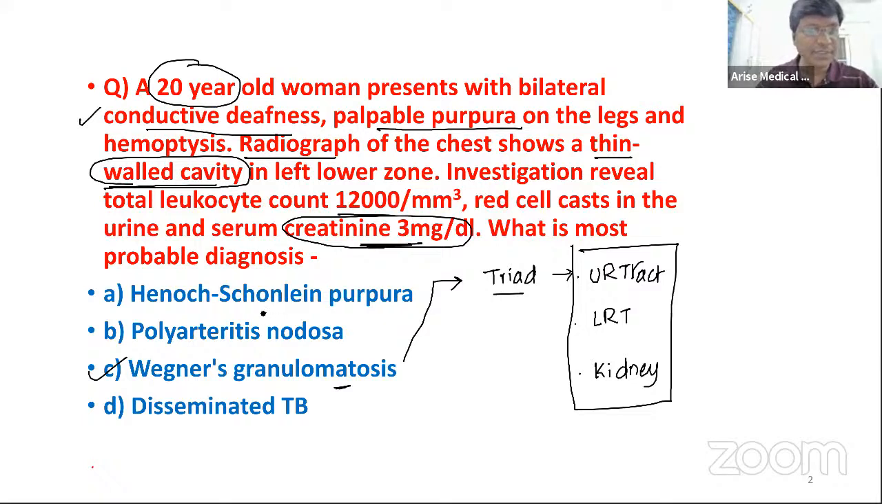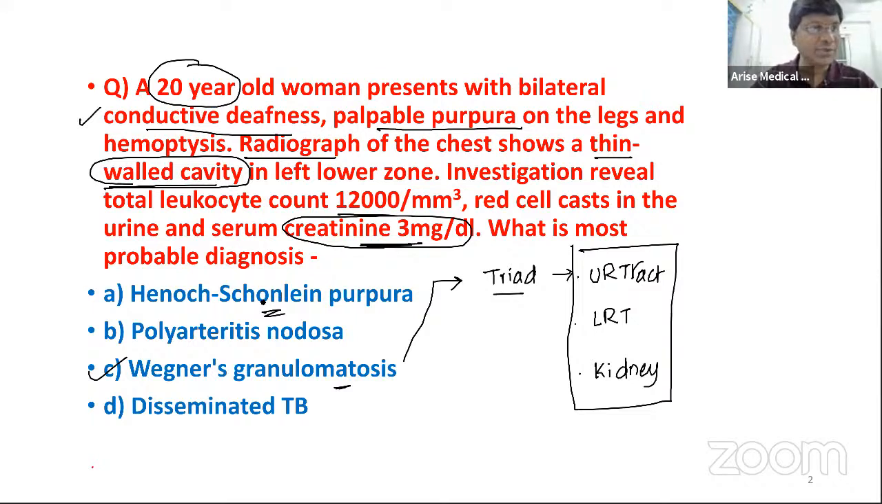Now, many of you were thinking Henoch-Schonlein's purpura, because the question says that there is palpable purpura on the legs as well as hemoptysis. Let me tell you, in Henoch-Schonlein's purpura there will be palpable purpura, right. But conductive deafness is not a feature of Henoch-Schonlein's purpura, and renal involvement is less likely in patients with it. So that is the reason why Henoch-Schonlein's purpura is not the answer.